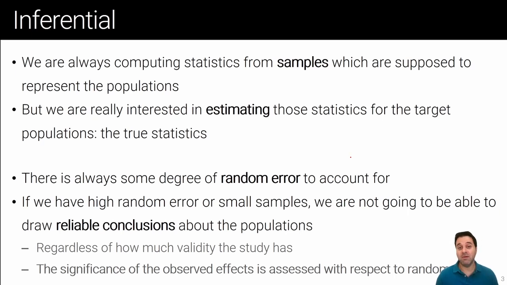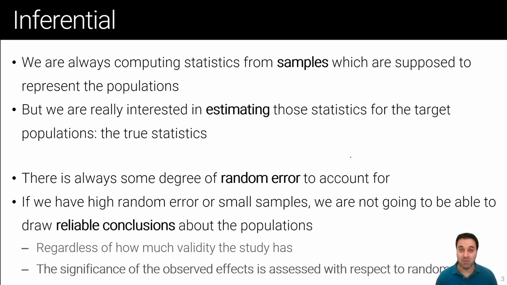And the point is, if we have a very high degree of error, or our samples are very small, then we are not going to be able to draw reliable conclusions, to make reliable claims about the populations, because, well, there's just too much random error. We are not really sure if whatever effect we are observing is really the true effect in the population or just random noise. And so regardless of how much validity our study has, we're going to talk plenty about validity later in these videos, regardless of how good our design is, regardless of how well we measured, regardless of how well we planned the whole thing, if we have too much random error, we are not going to be able to derive reliable claims. We're not going to be able to claim something with confidence.